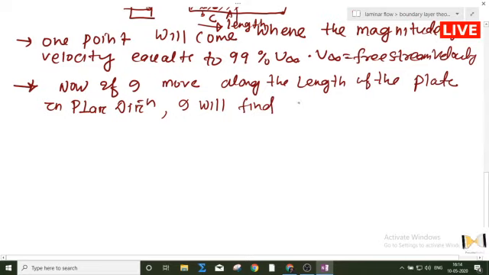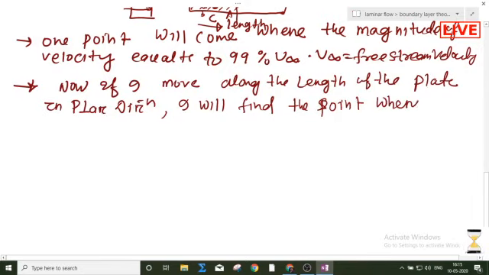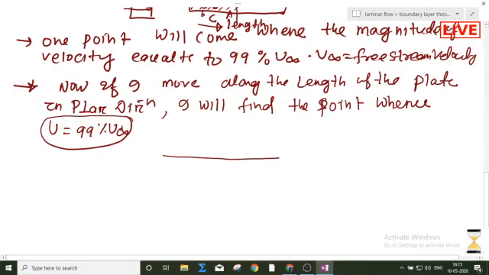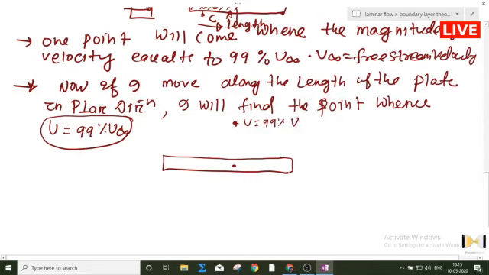I will find some points. I will find this point where the velocity will be equal to 99% of the free stream velocity. What am I trying to say? Suppose this is the length of the plate. Suppose at this point I found that at this layer of the fluid, the velocity is equal to 99% of the free stream velocity.